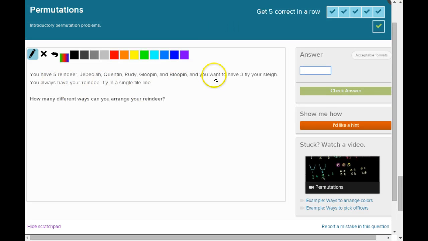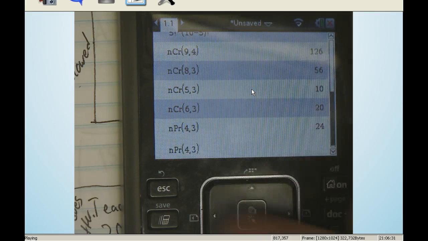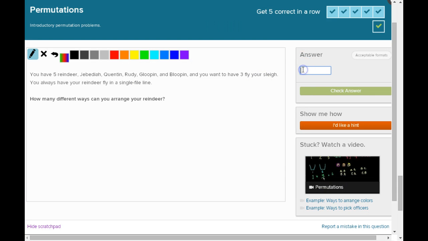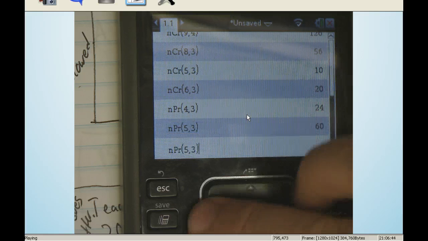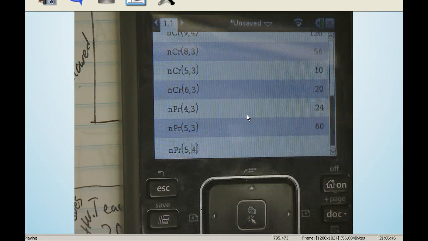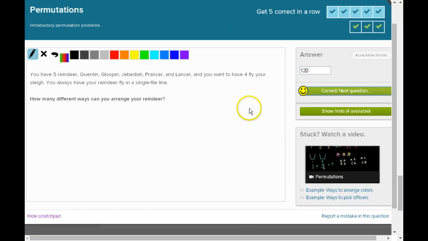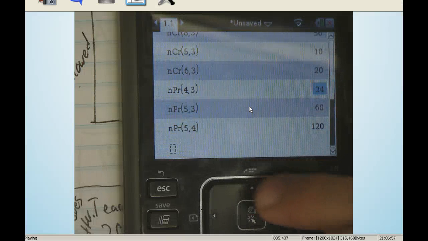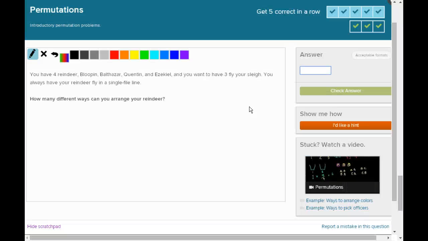Now we have five reindeer, we want three. Very simple stuff here. We're going to change that from four to five, and now we're up to 60 permutations. And then the next one, five, and you want four. So now we go here, five, and we're picking four. It's a permutation, 120. And we've got four, and we're picking three. Well, shoot, we've already got that one. Permutations, four, we picked three. That was 24.